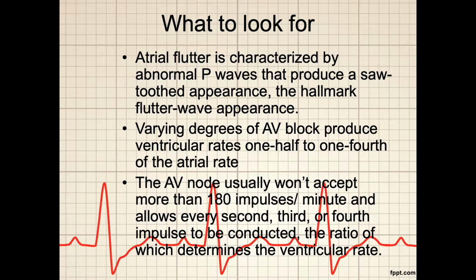flutter wave appearance. Varying degrees of AV block produce ventricular rates 1/2 to 1/4 of the atrial rate. Think of the AV node as a gatekeeper or doorman. Sometimes it lets atrial impulses through to the ventricles regularly, that is, every other impulse. But sometimes it lets them through irregularly. For instance, 2 impulses might get through, then 3, and then 1. The AV node usually won't accept more than 180 impulses per minute and allows every second, third, or fourth impulse to be conducted, the ratio which determines the ventricular rate.